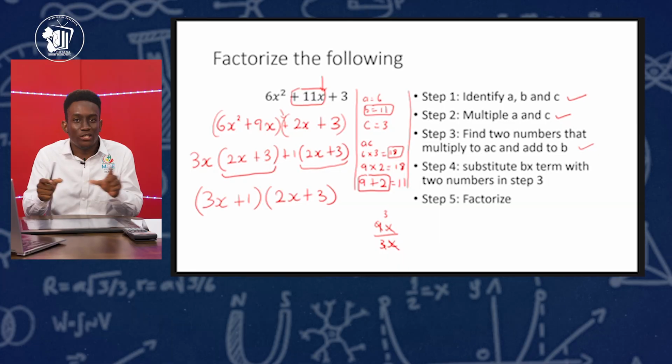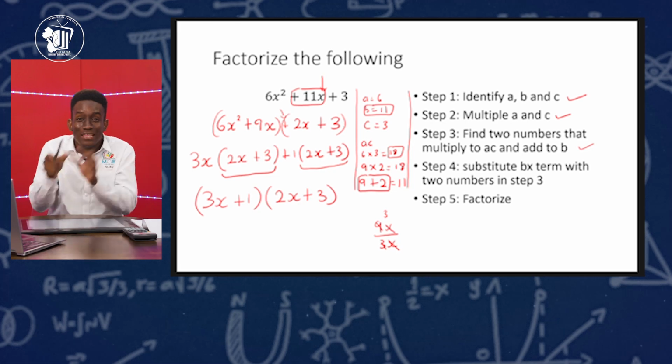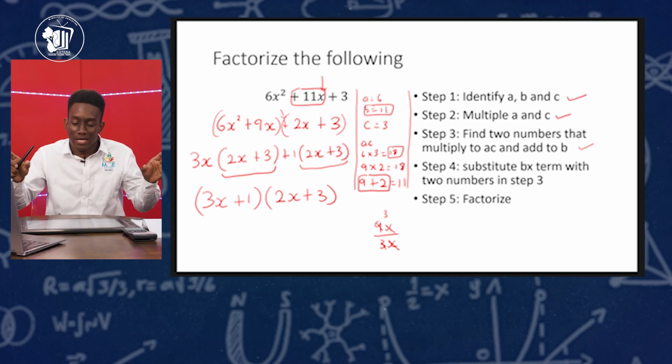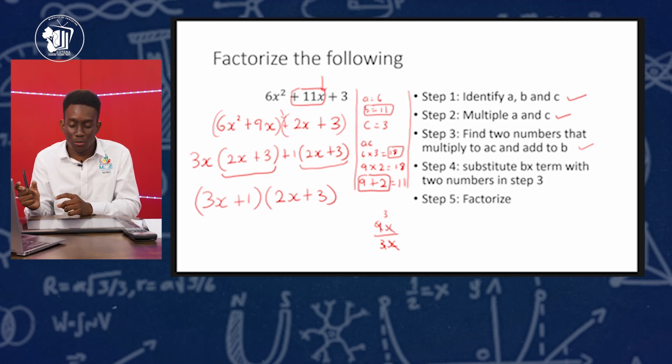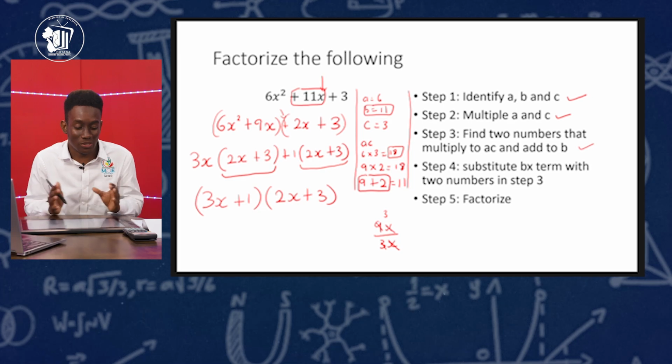Step 3, find two suitable numbers that when you multiply them, you get AC. And when you add these two same numbers, you should get whatever B is in this case. And step 4, you substitute the BX term with these two numbers. And then the last step, you pair off and you factorize. And that is how you get your answer.